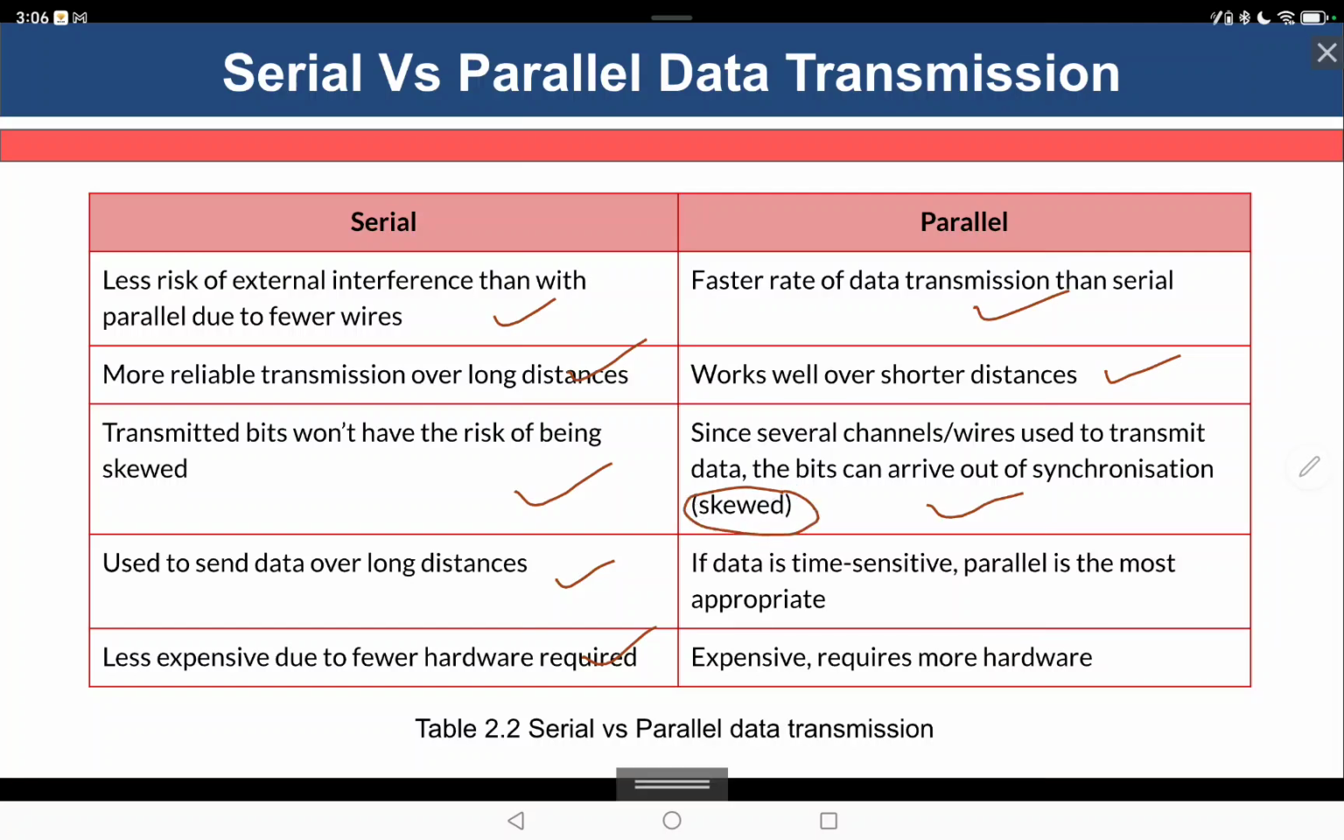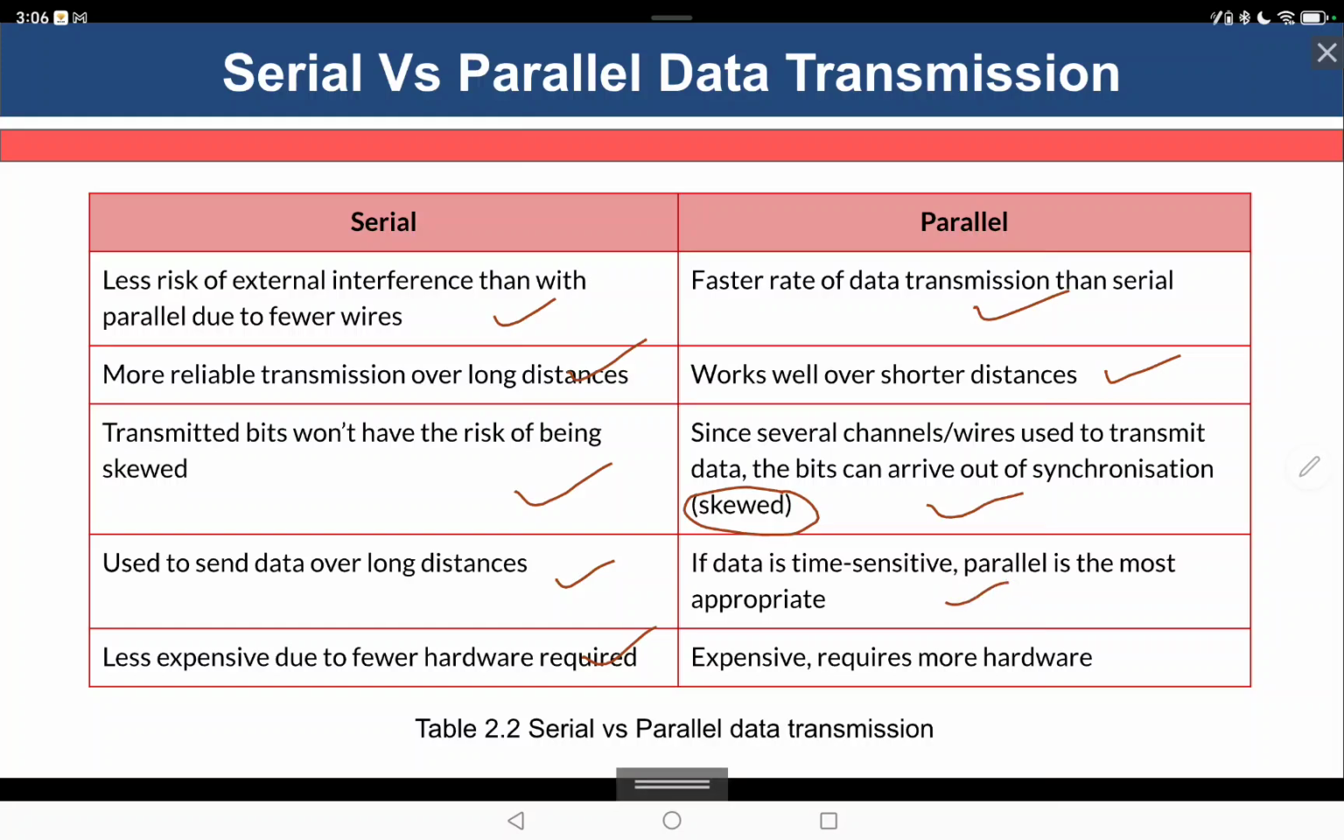Then if data is time sensitive, parallel is the most appropriate. So in short distance situations where timing is very critical, parallel can transmit multiple pieces of data at once, and this makes it faster and suitable for real-time tasks.